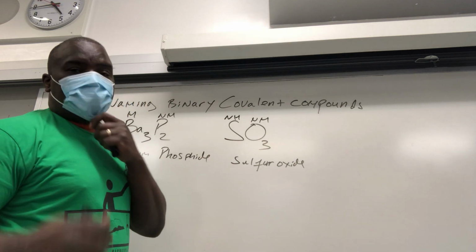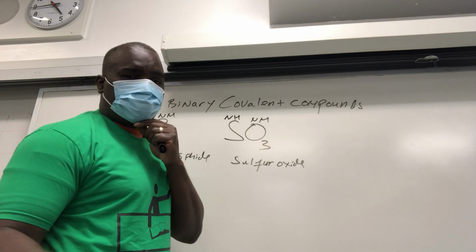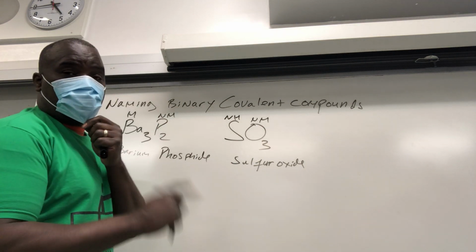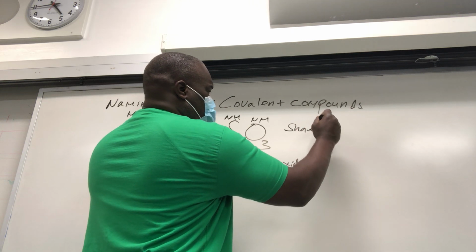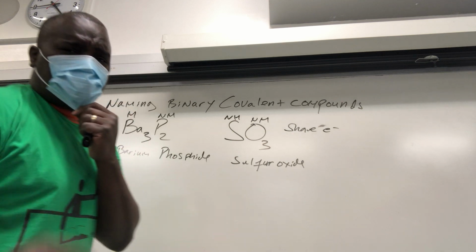Covalent compounds, they tend to share their electrons in the valence shell. We'll talk more about that later on, because we haven't done that in my class yet, but they tend to share electrons. So make a note of that. Covalent compounds tend to share electrons. Now, here's the thing, guys.